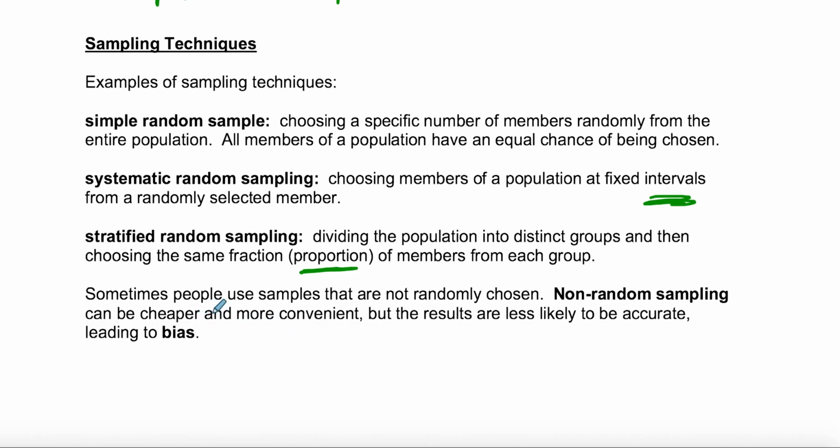Sometimes people use samples that are not randomly chosen. Non-random sampling can be cheaper and more convenient, but the results are less likely to be accurate. You don't want to have bias in your sample.